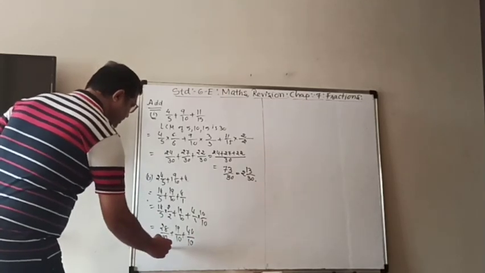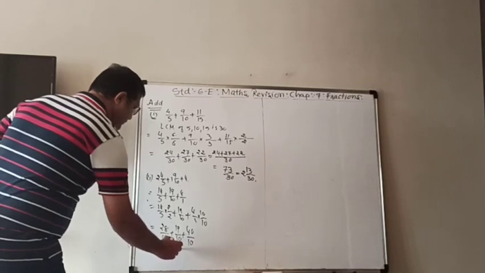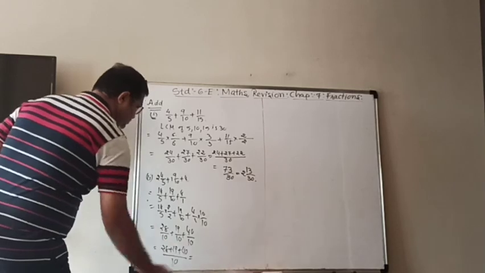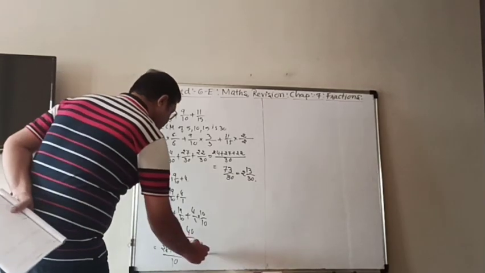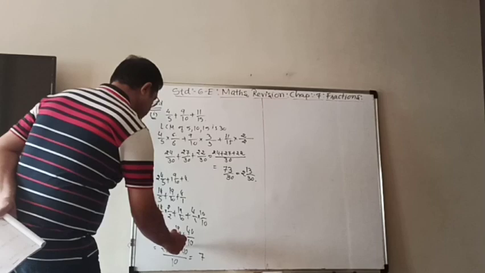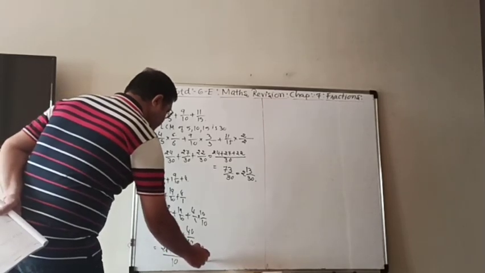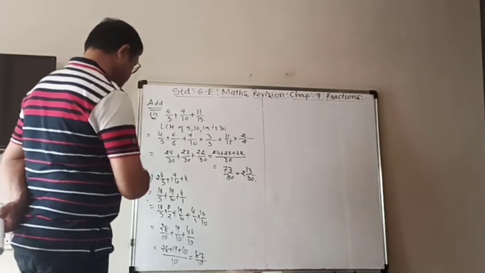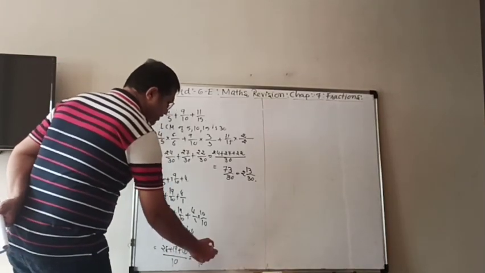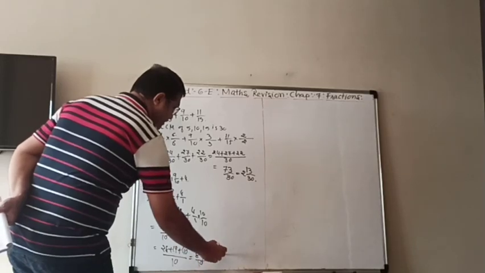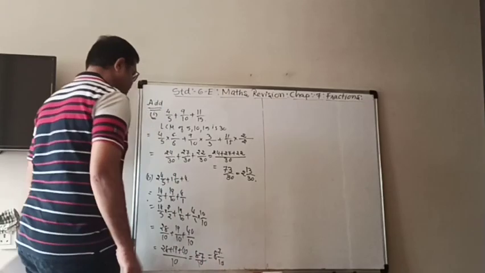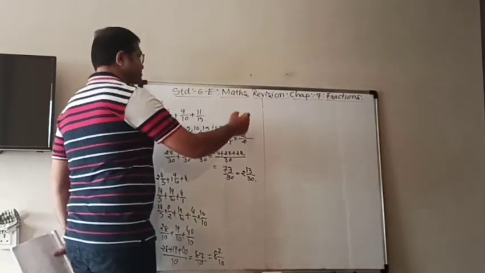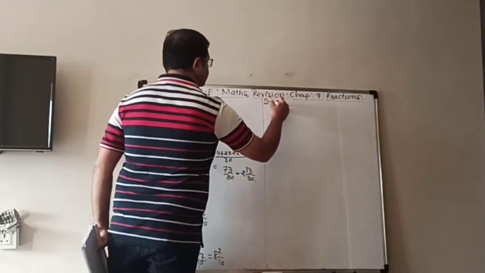So now same denominator, so 28 plus 19 plus 40 upon 10. So now 87 upon 10. So now we have to convert it. 10 8s are 80. 8 integer 7 upon 10. So by this way we can do the addition. Now let us take some examples for subtraction.